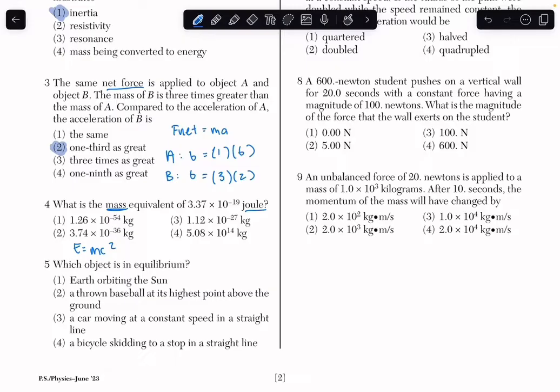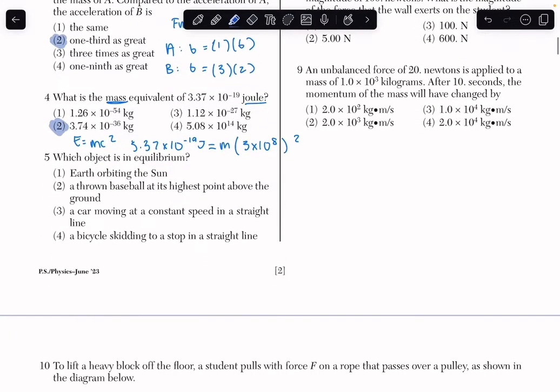Einstein's equation. So we have our E. It's 3.37 times 10 to the negative 19th joule, and that's going to equal mass, what we're looking for, times c, our constant. That's the speed of light, and that will be 3 times 10 to the 8th, squared. So when you do the math, you're going to get 3.74 times 10 to the negative 36.